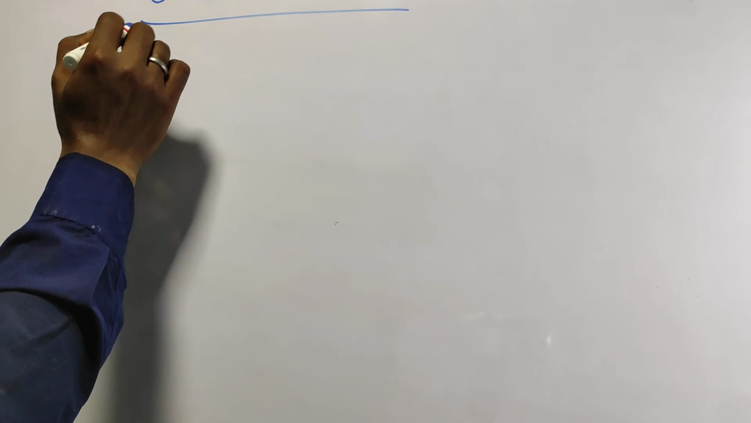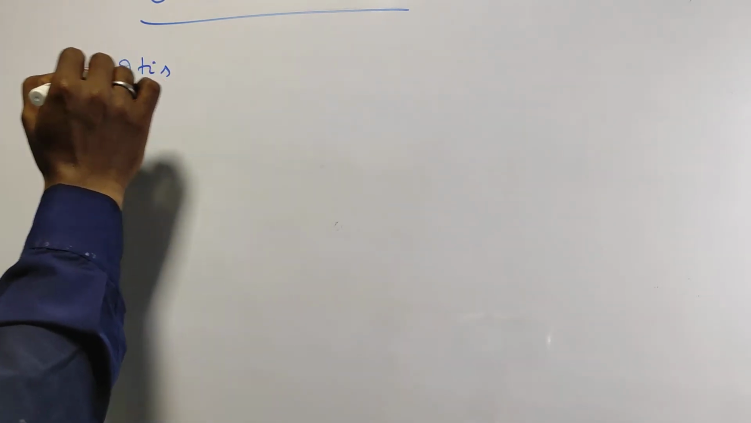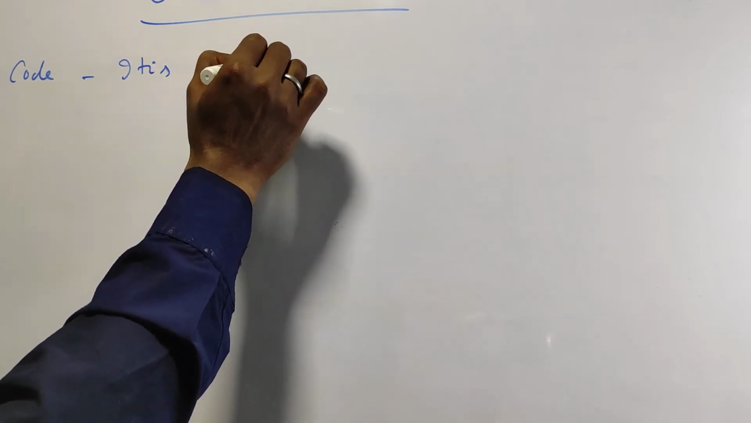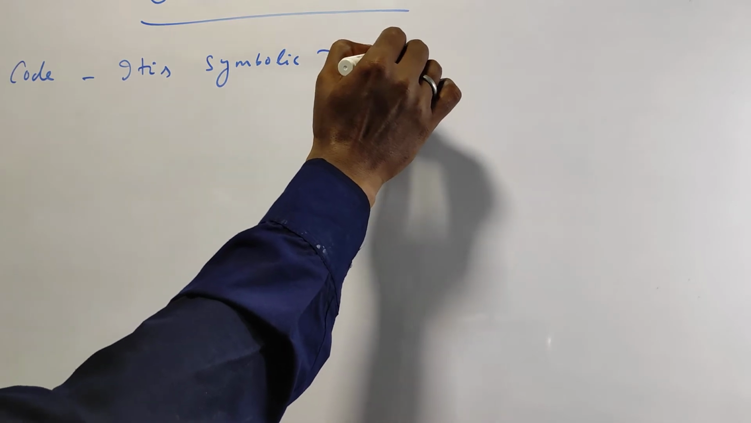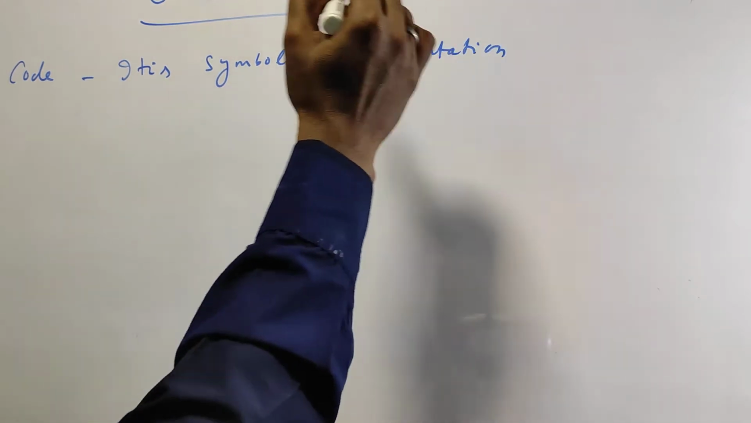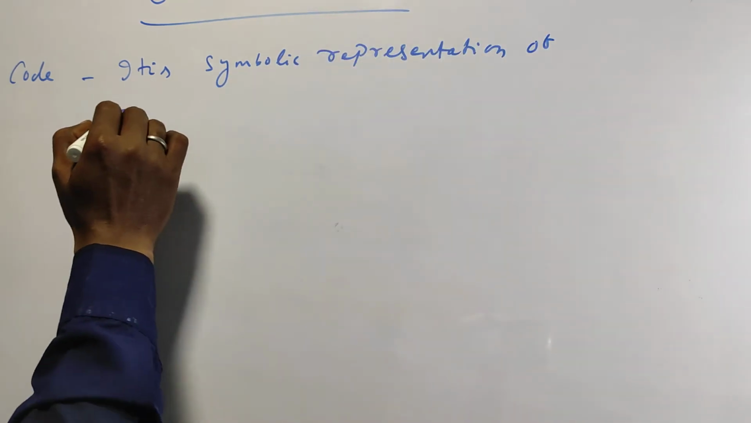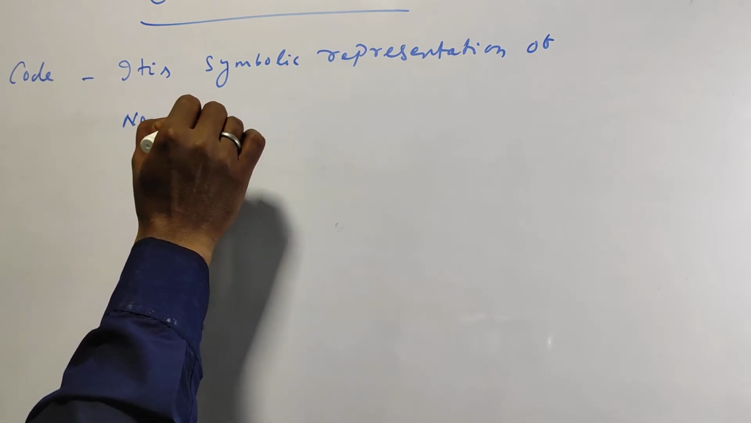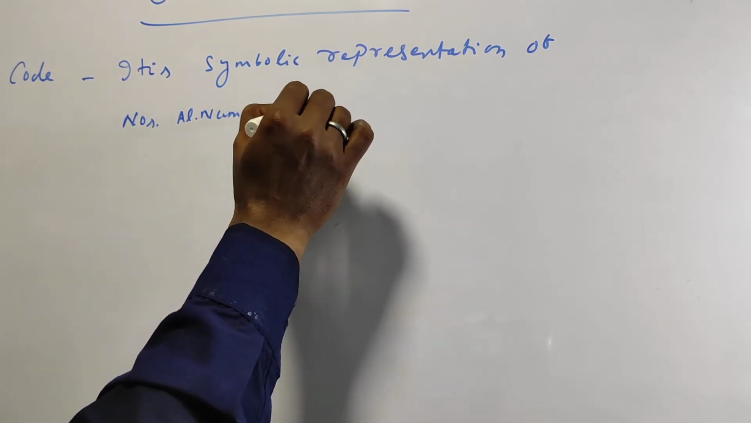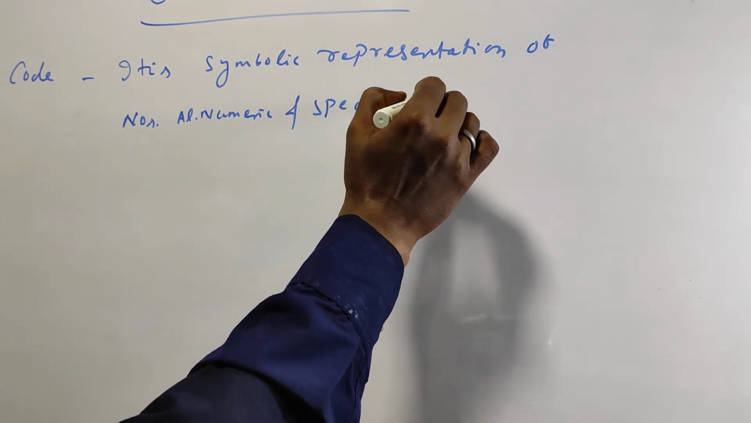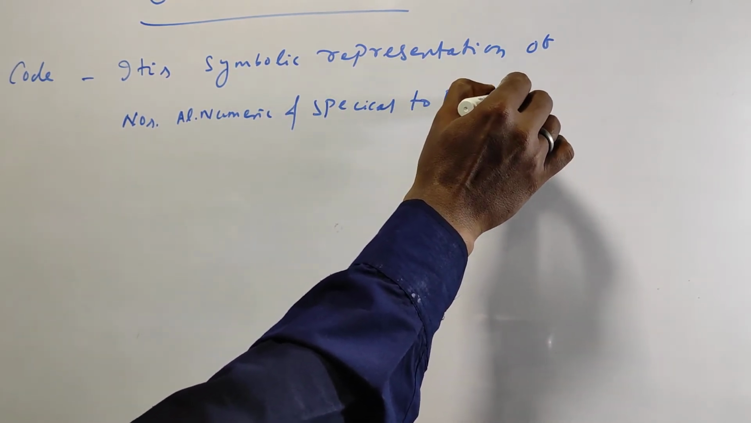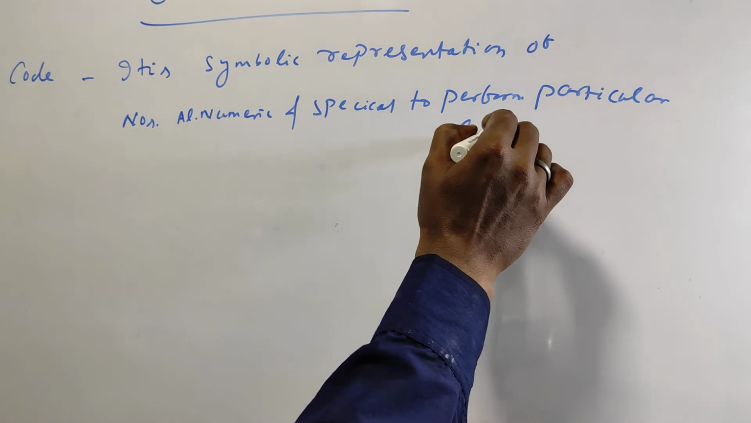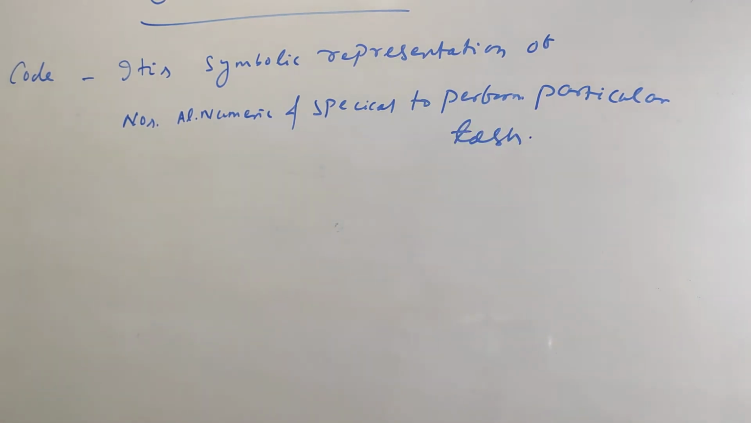So what is a code? It is a symbolic representation of numbers, alphanumeric and special characters to perform a particular text.